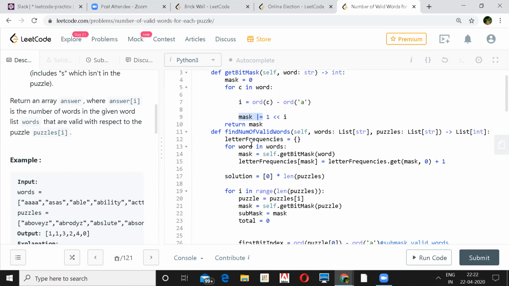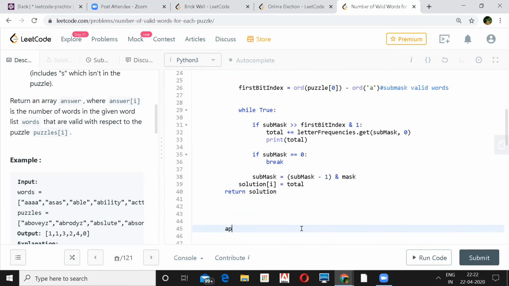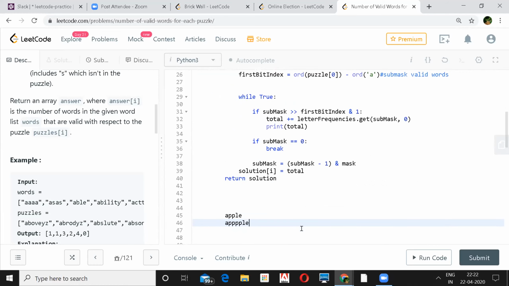For every word I calculated the mask and check whether the mask is the same. For example, if the word is APPLE and another word is APPPLE, the mask for both these words will be the same, right? Yeah. So these two words will be put under that one mask, like 1, 1 and 1, 1, because the letters are only repeated.